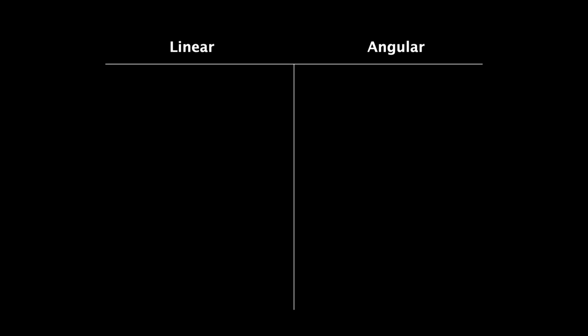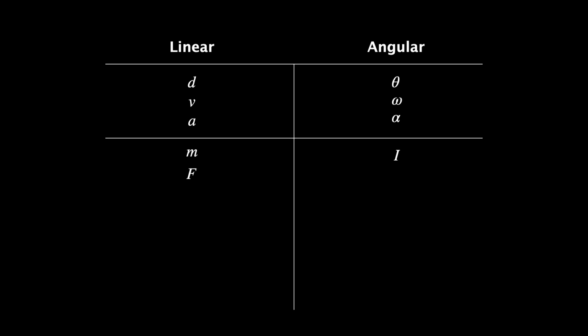Let's begin with a review of our linear and angular quantities. For kinematics, we had distance, velocity, and acceleration, and their rotational equivalents of theta, omega, and alpha. We began our study of dynamics by looking at mass and inertia, which has its rotational equivalent as moment of inertia. We then moved on to force, which has its angular equivalent as torque.